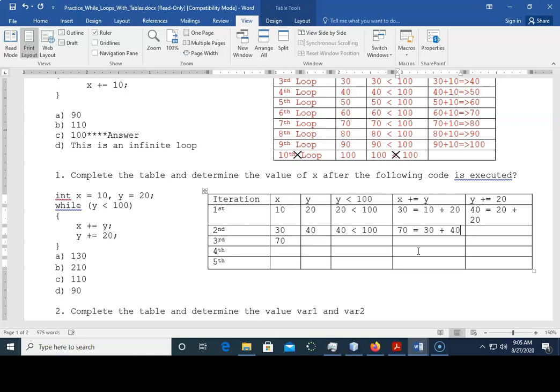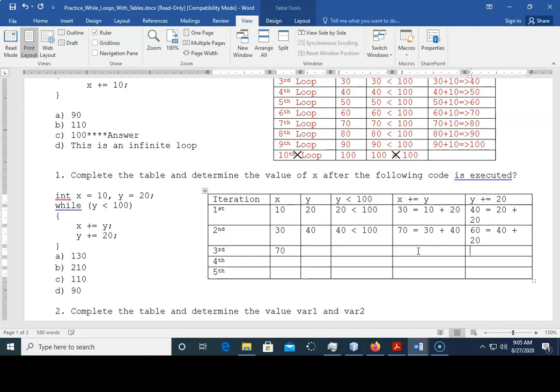And then we've got y is pretty much equal to y, which is 40 plus 20 again. So y becomes 60. So is 60 less than 100? Yep. So then we have x is equal to 70 plus 60. So x is now equal to 130.